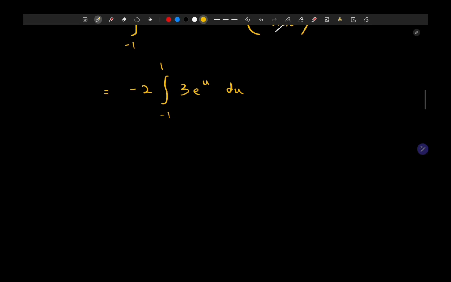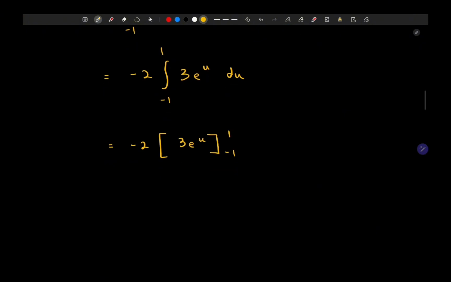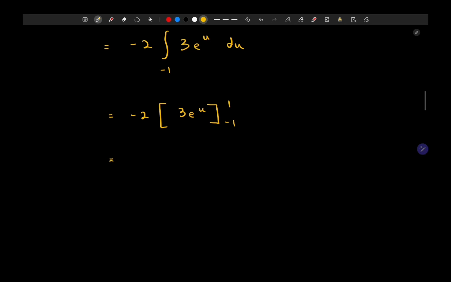Now we can integrate this very easily. So the integration would look something like this: 3 e to the power u, from minus 1 to 1. So it's basically 3 e to the power 1 minus 3 e to the power minus 1. That is basically 3 over e.